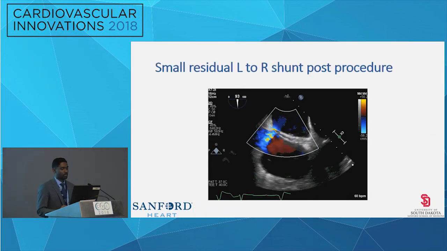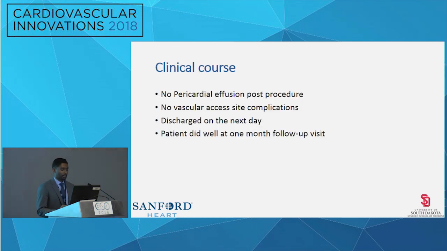And there was a small residual left to right shunt post-procedure. We did not close this. We thought it would close eventually given the small shunt. In the clinical course, there was no pericardial effusion post-procedure and no vascular access site complications, and the patient was discharged the next day.